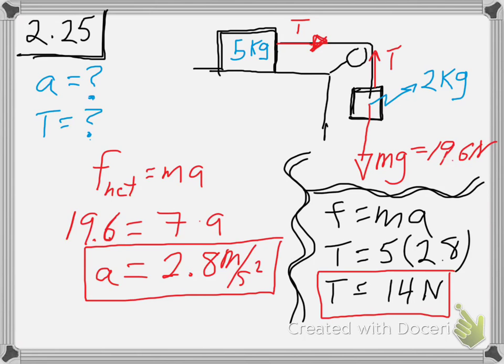And now to double check, see if that works out for the second mass, for the 2 kilogram mass. Now you have a 19.6 newton force downward, a 14 newton force upward. So see if you can plug that into F equals ma and get the same acceleration. That's always a good way to double check. All right.